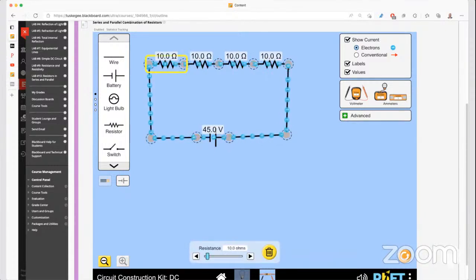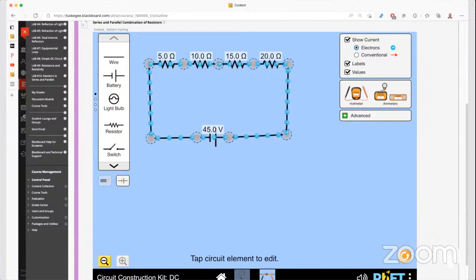I can change this to 5 ohms, 10, and then I'll change this to 15. I'll change this to 20. So I have 5, 10, 15, 20 wired in series with a 45 volt battery.